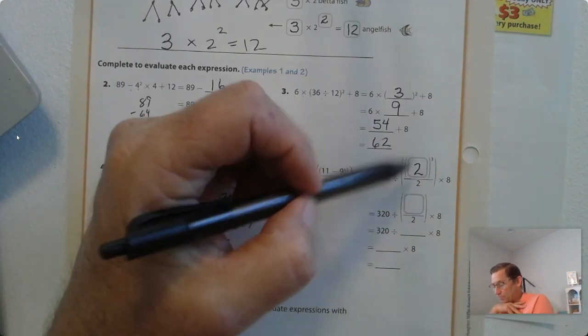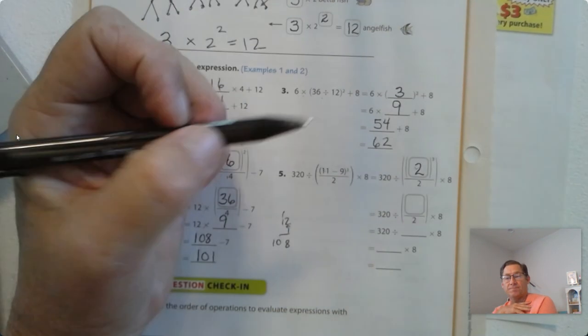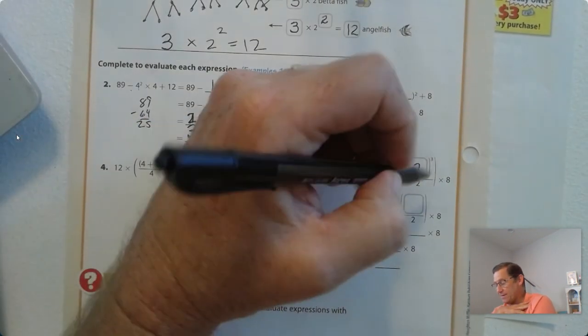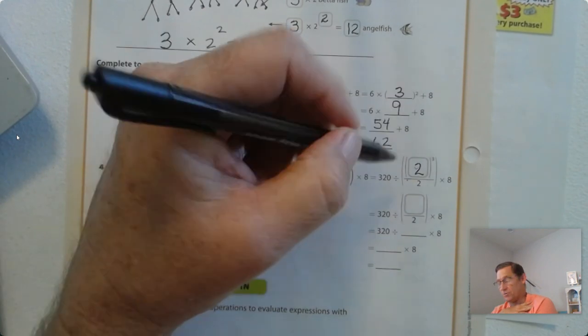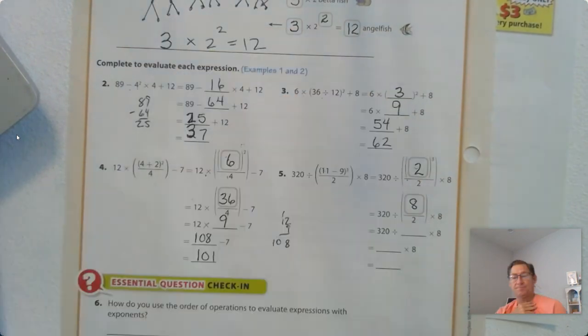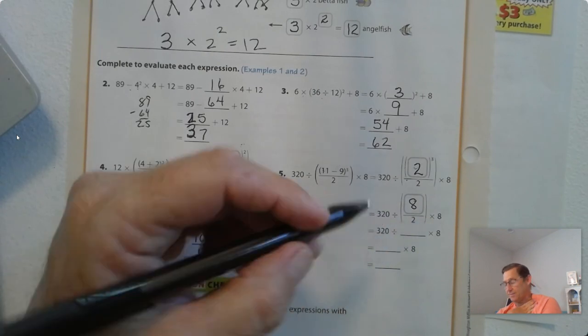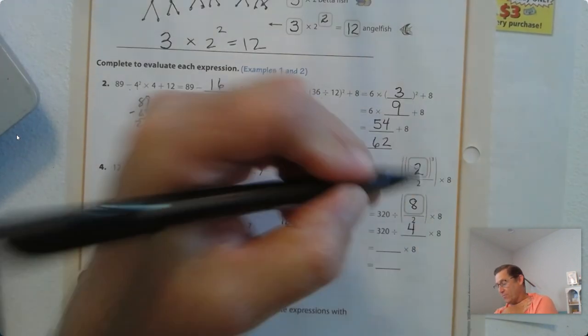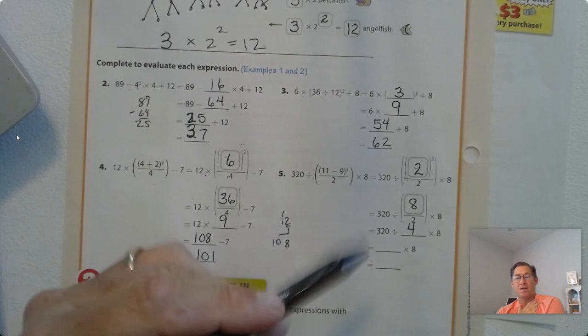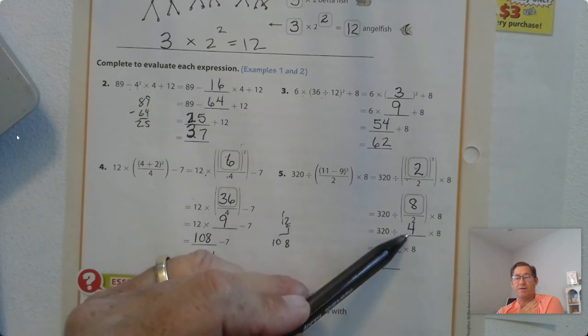Okay, so now we need to do the 2 to the third, because that is inside the parentheses. And that comes before division. So 2 to the third is 8. Now we can divide and finish off the parentheses. 8 divided by 2 is 4. Okay, so now 320 divided by 4 times 8.